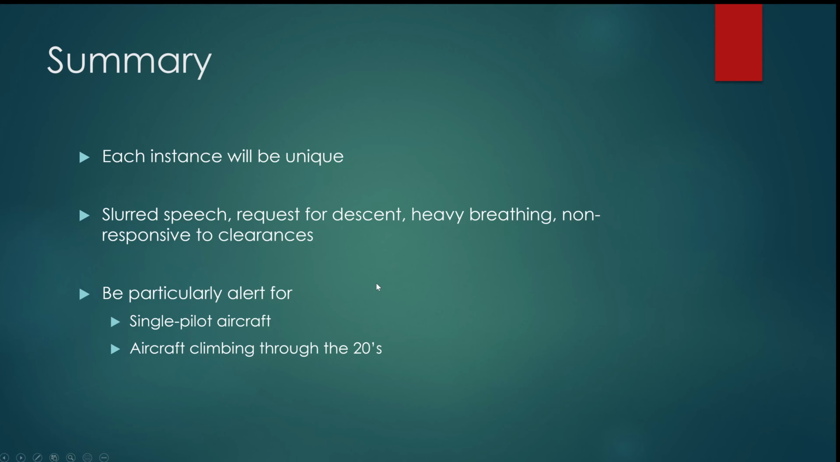All right, summary. Each instance is going to be unique. Look for little things like slurred speech. Sometimes it can be a request for descent that's just a little bit unusual. Heavy breathing, non-responsiveness to clearances. They can't handle more than one number. There's going to be 2 seconds' worth of stuck mic before they unkey, or they're going to key and not talk. Things like that.